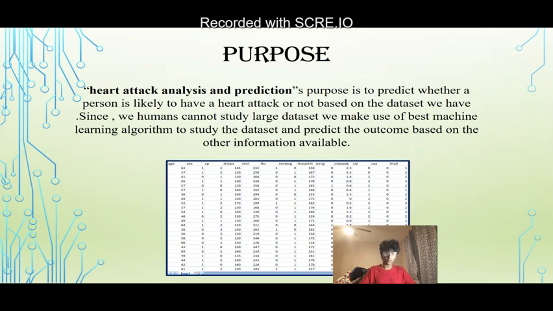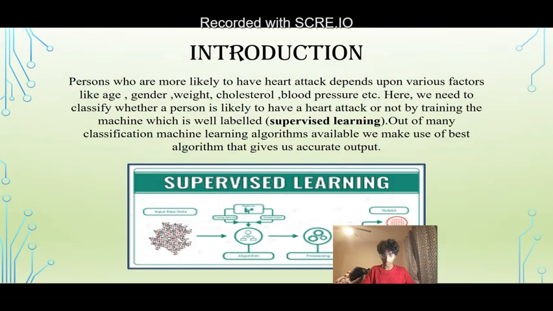To start off, the purpose of this program, the heart attack analysis and prediction, is to predict whether a person is likely to have a heart attack or not, based on a given data set. Since humans cannot analyze big, large data sets, we will be using an AI, and it will track this based on given parameters.